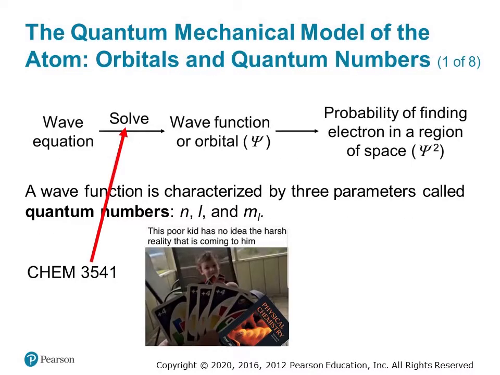Based on Schrödinger's model, electrons can be described by a wave equation, which when solved produces a wave function, also known as an orbital. This wave function gives us the probability of finding an electron in a given region of space around the nucleus. In the process of solving these equations, three parameters, known as quantum numbers, appear, whose values determine the behavior of particular electrons.